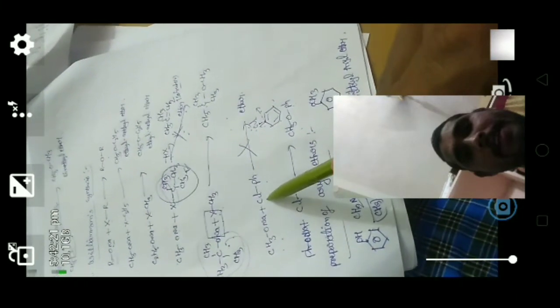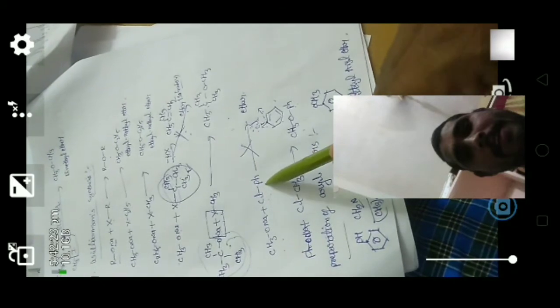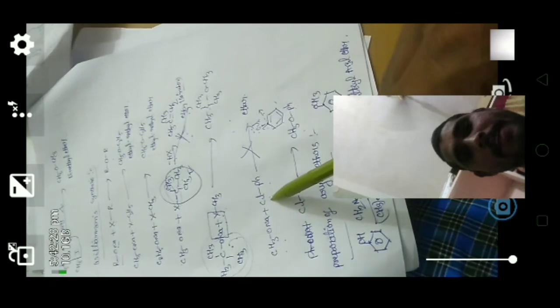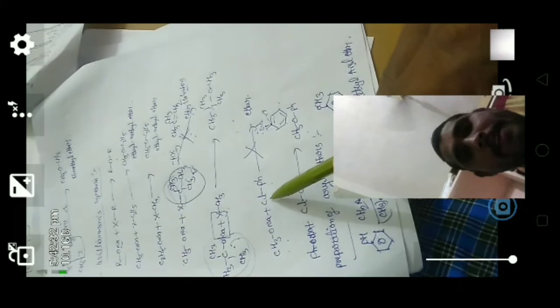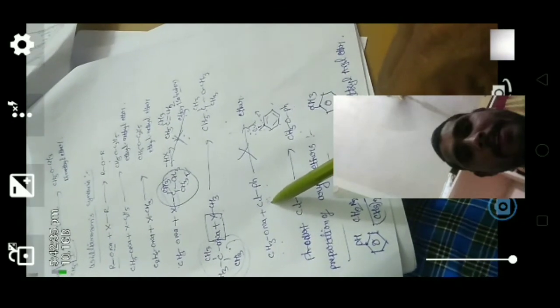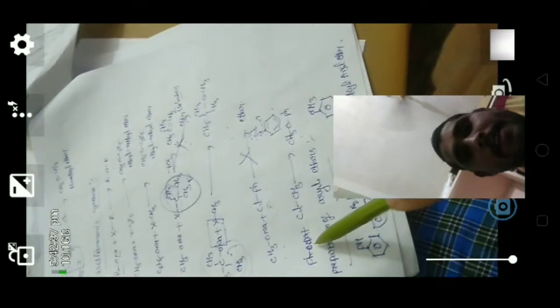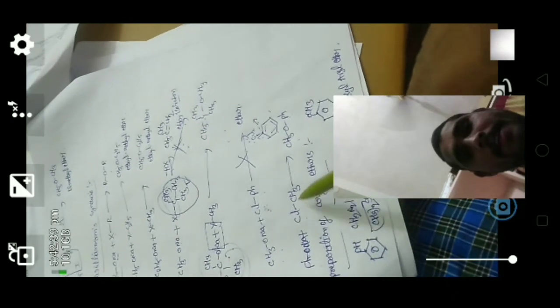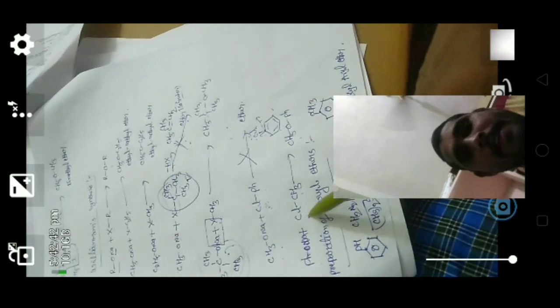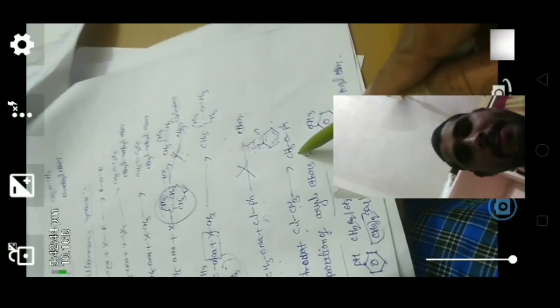Similarly, sodium methoxide when reacted with chlorobenzene doesn't give ether, because the chlorine on the benzene gives double bond nature. To break the double bond, high energy is needed, so it doesn't lose chloride ion easily, and that's why it doesn't give ether. But sodium phenoxide, when reacted with chloromethane or methyl chloride, gives alkyl phenyl ether, an aryl ether.